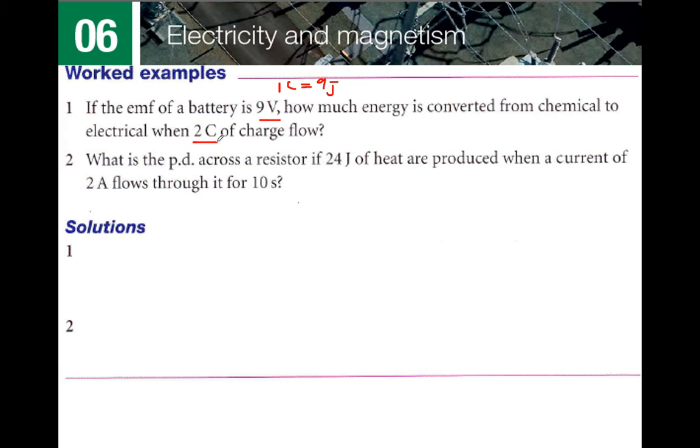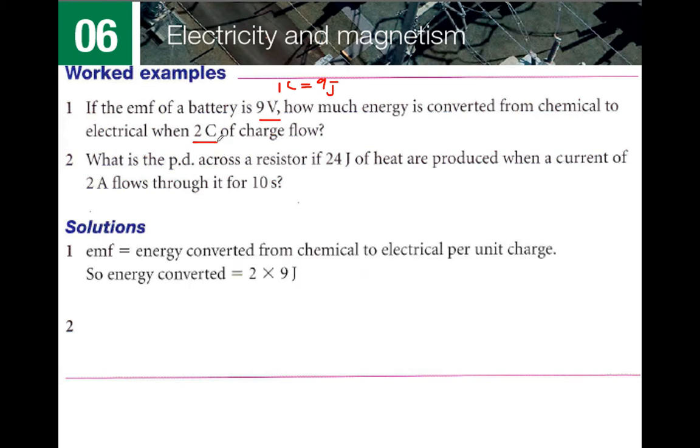So what would be that flow? All right, well, so instead of one charge, we're trying to push 2 charges. So for every charge is 9 joules. So for every 2 charges, it's not going to be 9 joules. It's going to be 18 joules. Pretty easy.